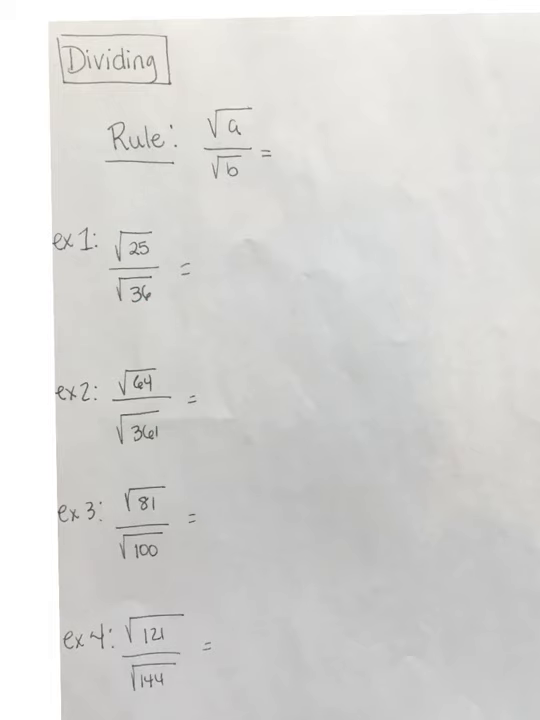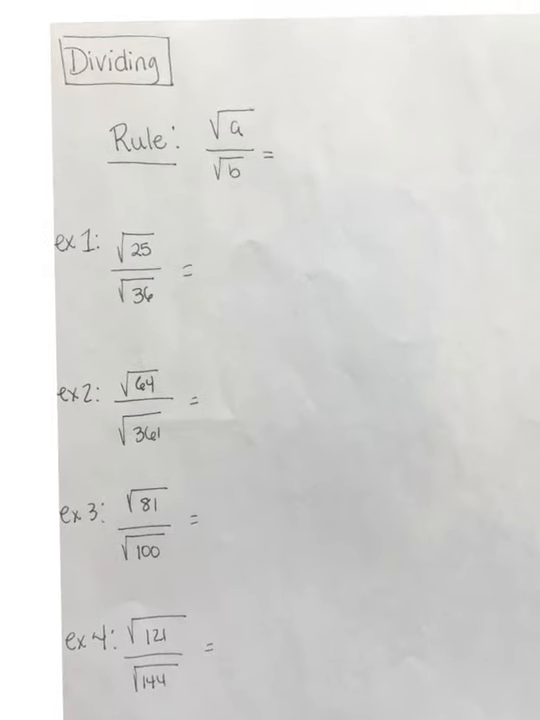Okay, dividing is the same concept. The square root of a divided by the square root of b is the square root of a over b. Sorry, guys, I keep forgetting to touch that pencil button. So we take the square root of 25, and that's 5. We take the square root of 36, and that's 6. If it can be reduced, you can reduce it. You don't have to, though, but 5/6 would be the answer there.